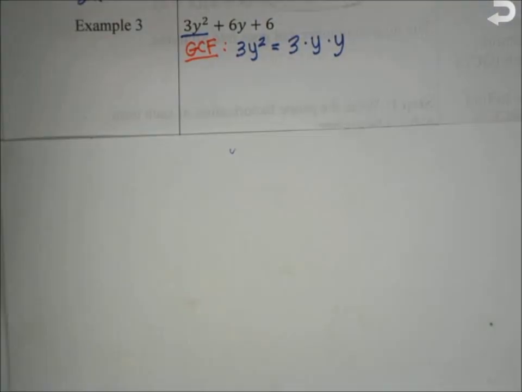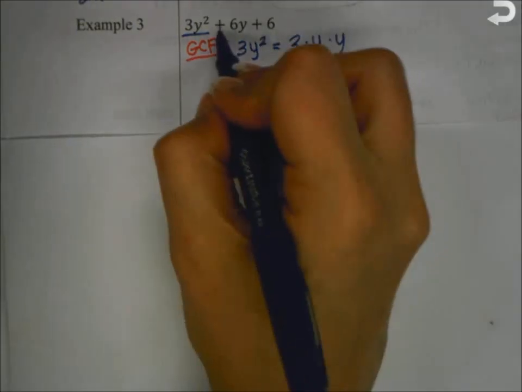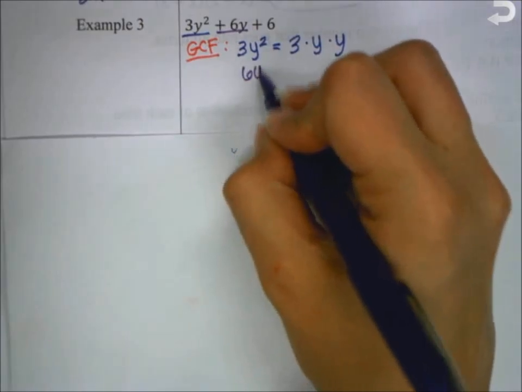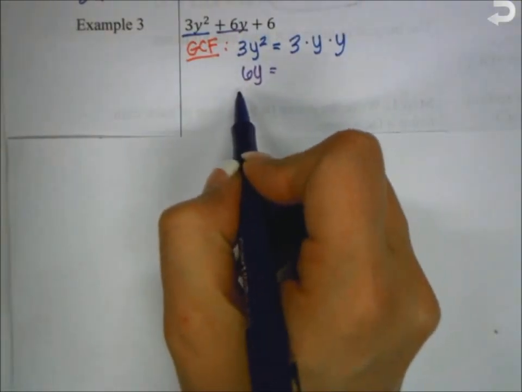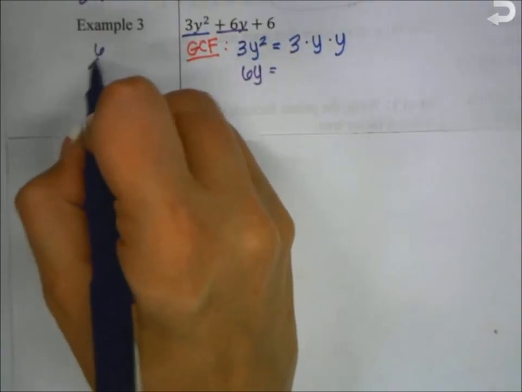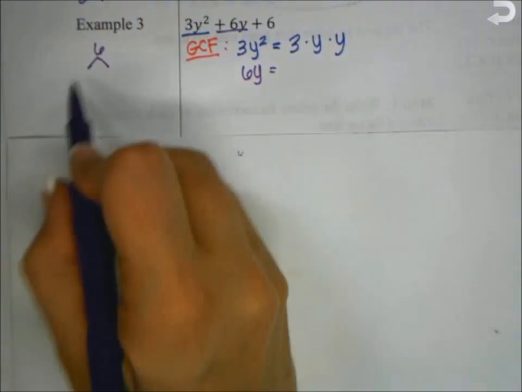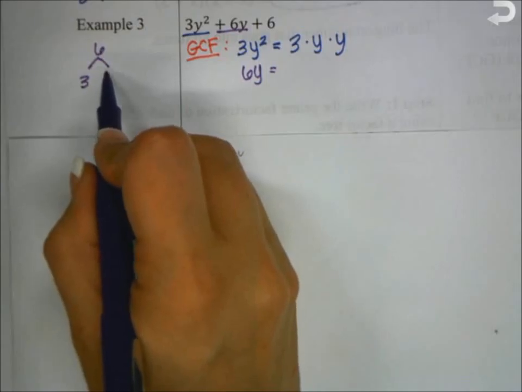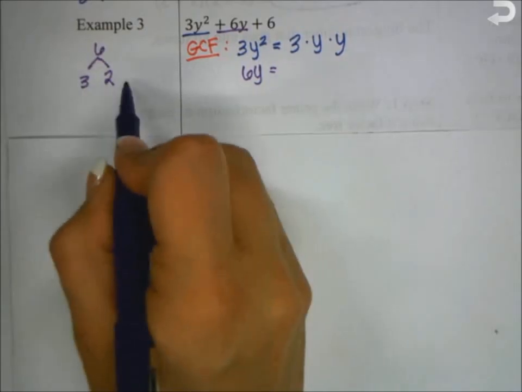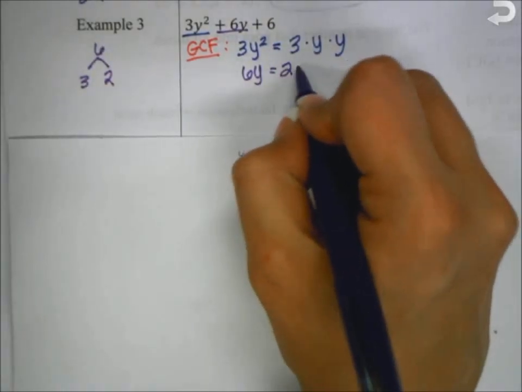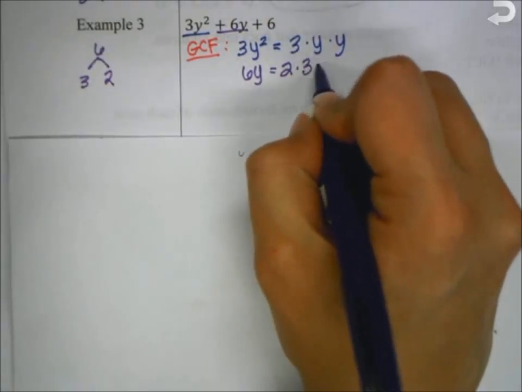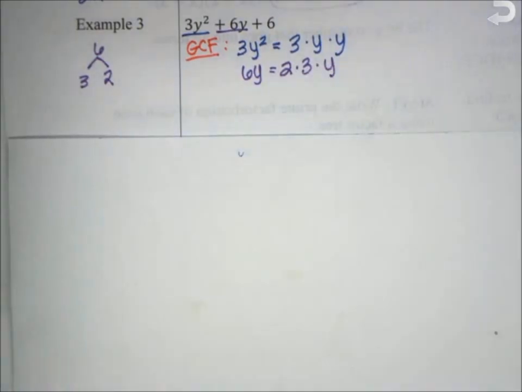Then we have a positive 6y. How does that factor out? Is 6 a prime number? No. How does 6 break down? 3 times 2. And are these prime numbers? Yeah, 3 and 2. So 6y is the same as 2 times 3 times y.